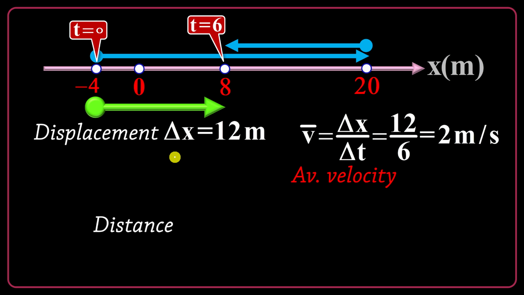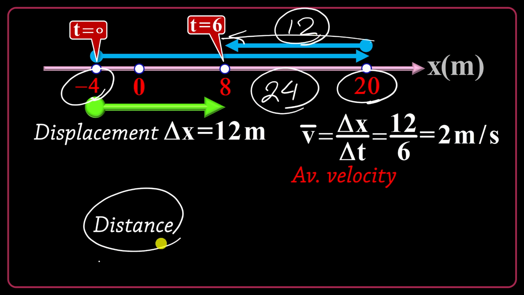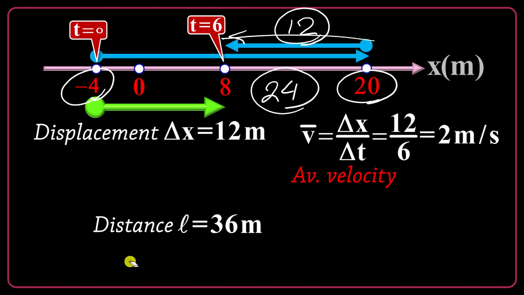Generally, you know that the distance is the length of the trajectory. The object starts from -4, goes to 20. Basically, the length of the journey from -4 to 20 is going to be 24 meters, and then it goes back for 12 meters, you see? 12 meters also here. So totally 24 plus 12, the distance traveled will be 36 meters. Forget about direction. There is no direction for distance, you know.